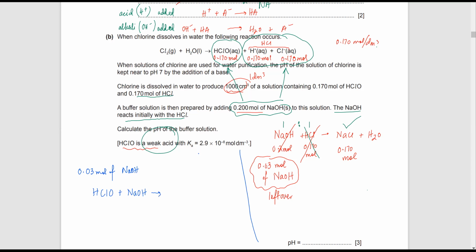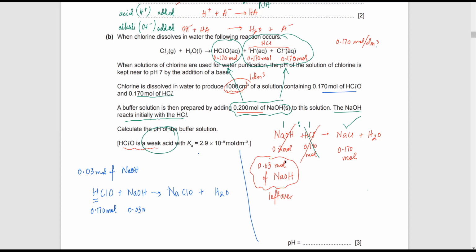What's going to be formed? How is the salt produced? The H gets replaced by the Na. So it's going to be NaClO, plus H2O is going to be produced. Now, how many moles of HClO did you have? They gave you the moles over here. It's 0.170 moles. So they're going to react with the leftover NaOH from the first reaction, which is 0.03 moles.